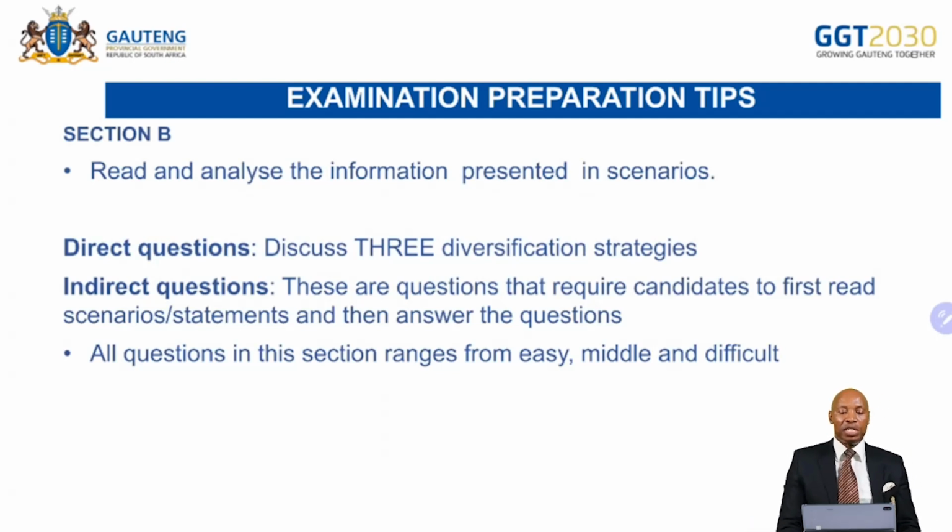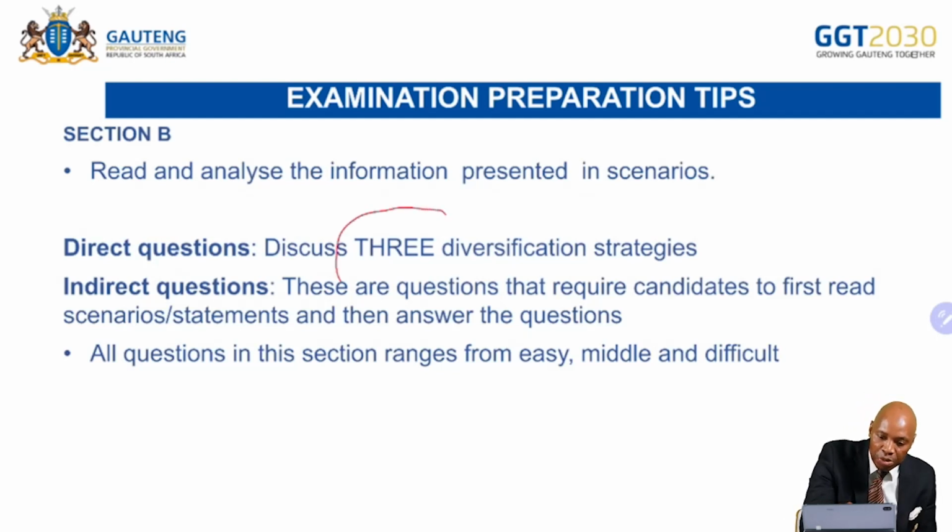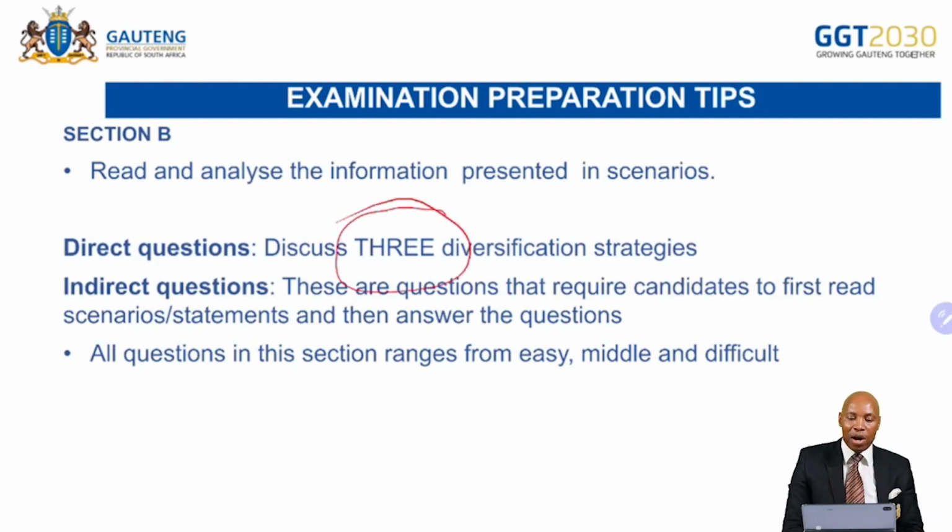What are your direct questions? It's a question like, discuss 3 types of diversification strategy. It's a direct question. When you respond to this type of question, because here the number of facts is specified, what is it that they want? They want you to discuss the 3 types of diversification strategy. Then you will say concentric, horizontal, and conglomerate. Those are your 3 types. Then you explain, using your notes and the guidance that I gave you as we were doing this.